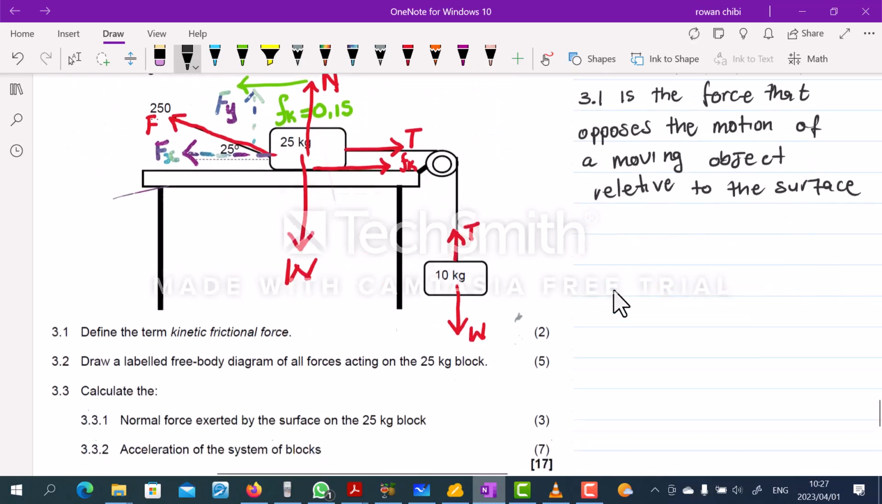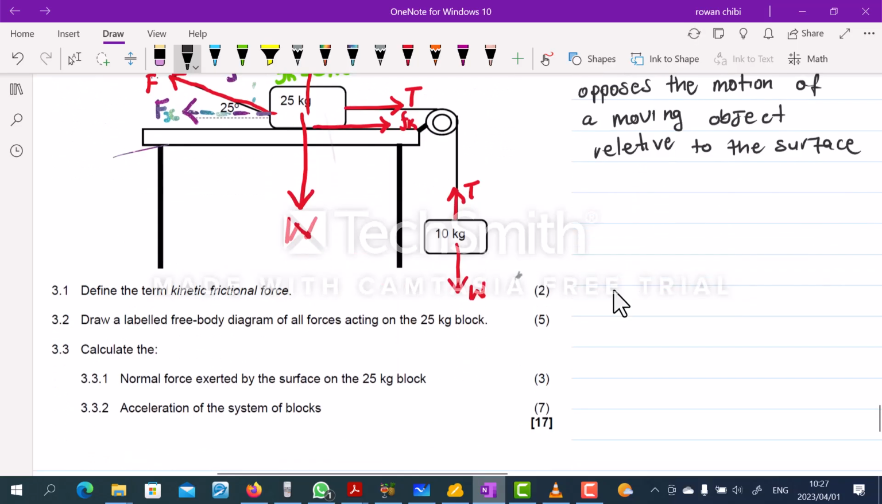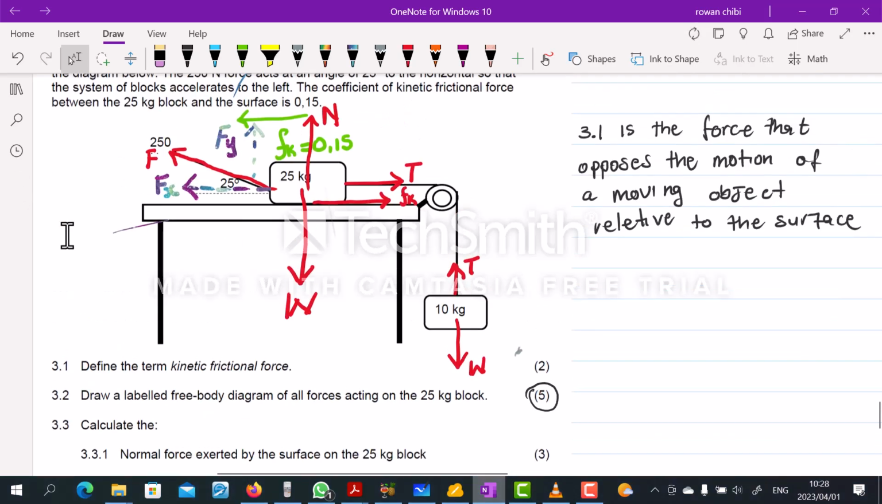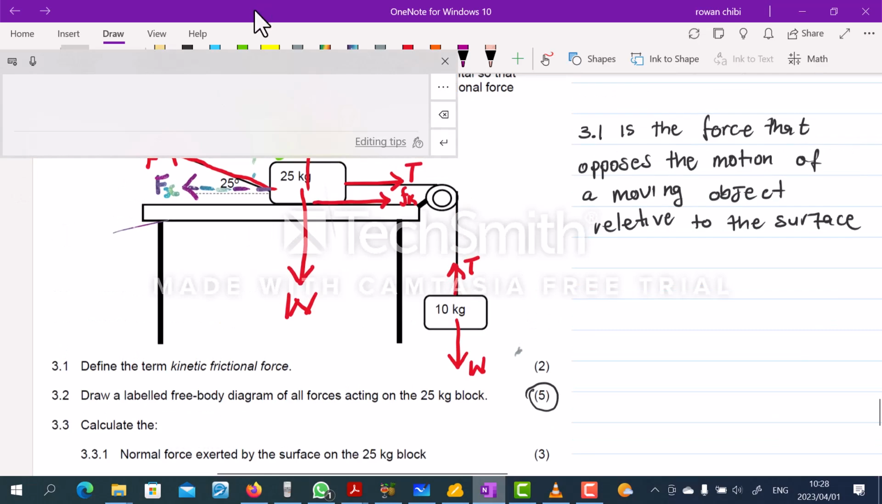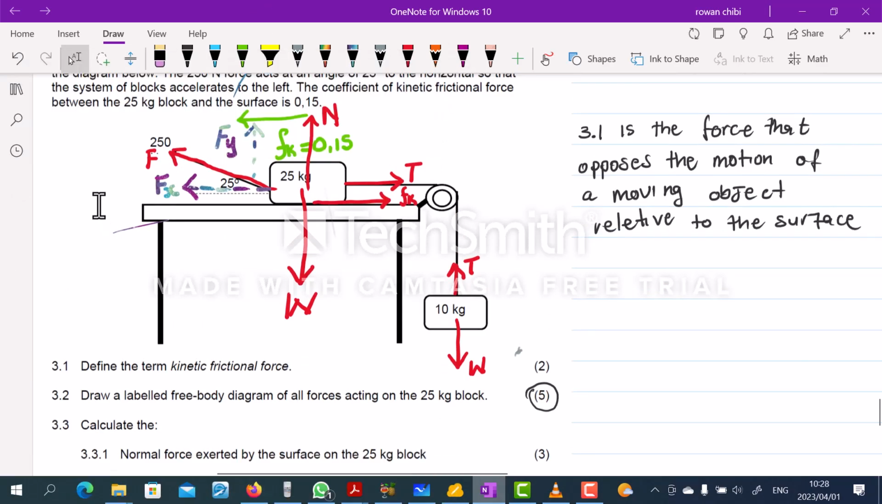Now let's look at 3.2. It says, draw the free body diagram of all forces acting on the 25 kg block. Now you look at the number of marks. It's 5 marks. That means there are 5 forces that you must indicate when you are drawing your free body diagram for the 25 kg block.